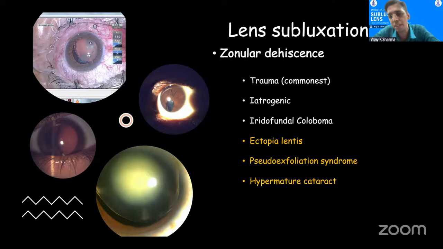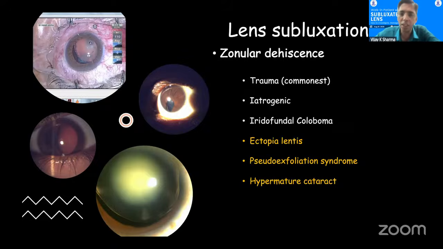But then comes the other spectrum of cases. If you see the ectopia lentis cases, as discussed in Marfan syndrome or homocystinuria and other causes, that is a progressive type of subluxation. Similarly, in pseudoexfoliation syndrome, the zonules keep becoming weaker over a period of time, and again this is a progressive type of subluxation. And similarly for hypermature cataract.